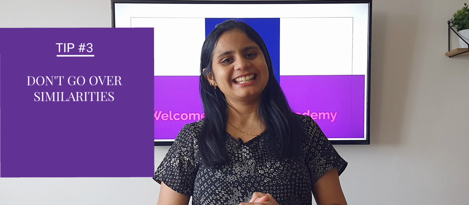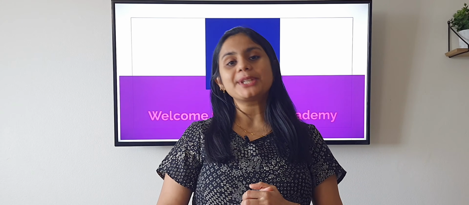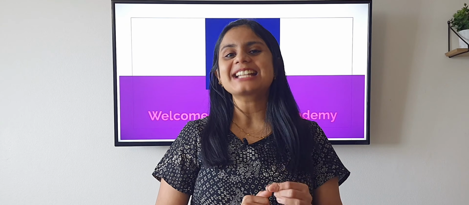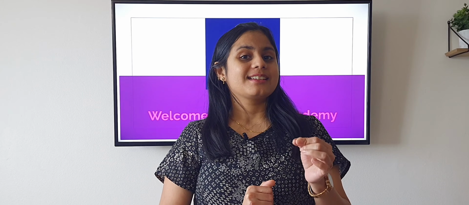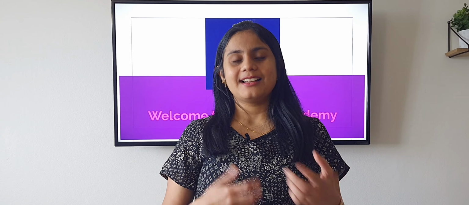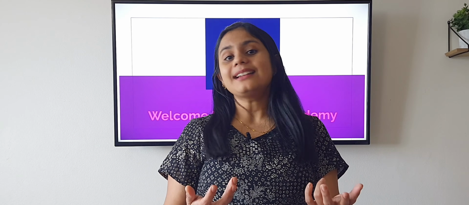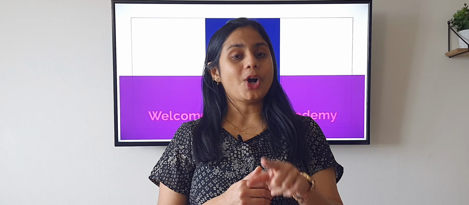Tip number 3, don't go over similarities. You may find some terminologies in the options that may look similar. For example, if we find bleeding in one option and in the next option, you may also find bleeding plus something else like numbness or soreness. Some may think that both of these options are right, but they may not be. Okay, so always keep in mind, similarities may not always be similar.